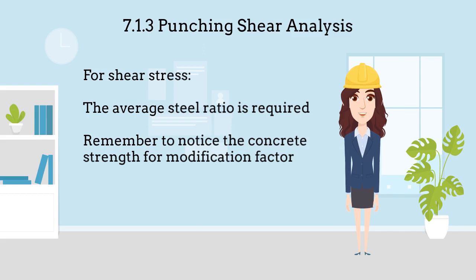Same as shear stress. When we go through the summarized table, the steel ratio required is also an average. But you need to remember the table in KEEP is based on C30 concrete. If the concrete strength is different, you need to multiply a modification factor.